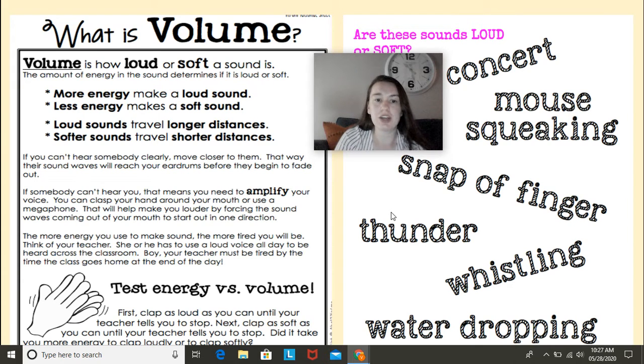If somebody can't hear you, that means you need to amplify your voice. You can clasp your hand around your mouth or use a megaphone. That will help make you louder by forcing the sound waves to come out of your mouth. Right now, the sound waves are kind of just everywhere around me. But I'm going to force the sound waves to go out in one direction. So I make this cup with my mouth and it'll be louder because I'm pointing those in one direction.